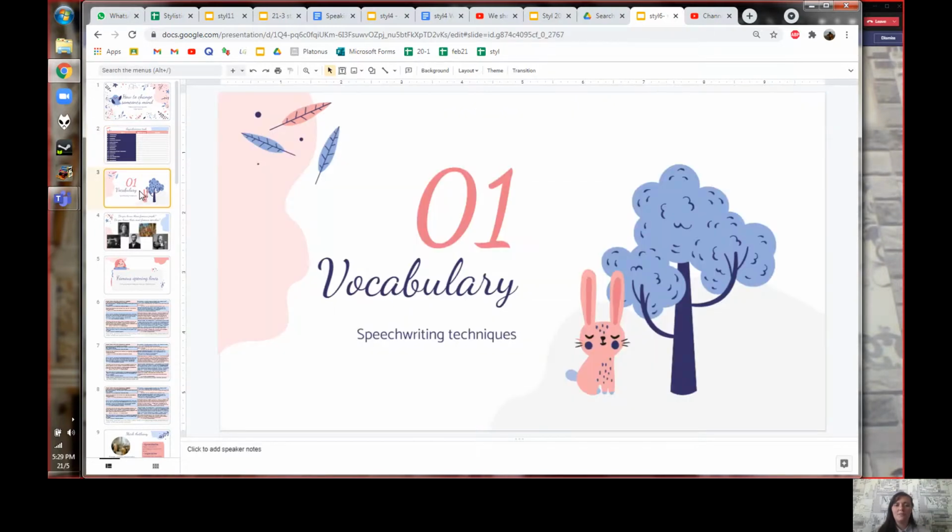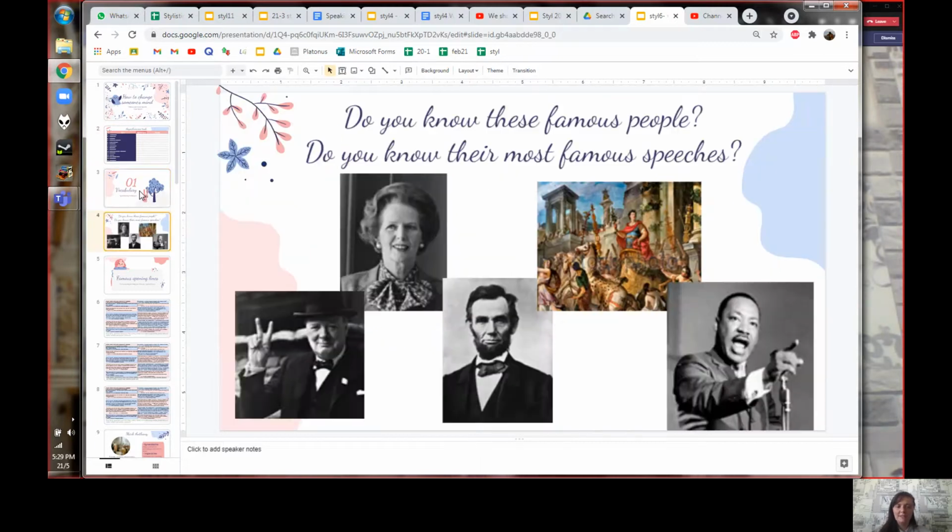All right, so I told you our subject was speeches. So let's start with a few famous speechwriters. Here we go. Here are pictures of 5 famous speechwriters. Do you know any of these guys?